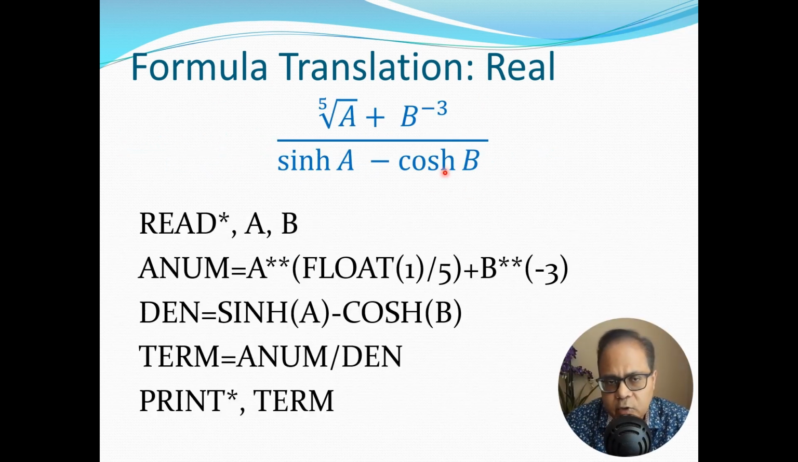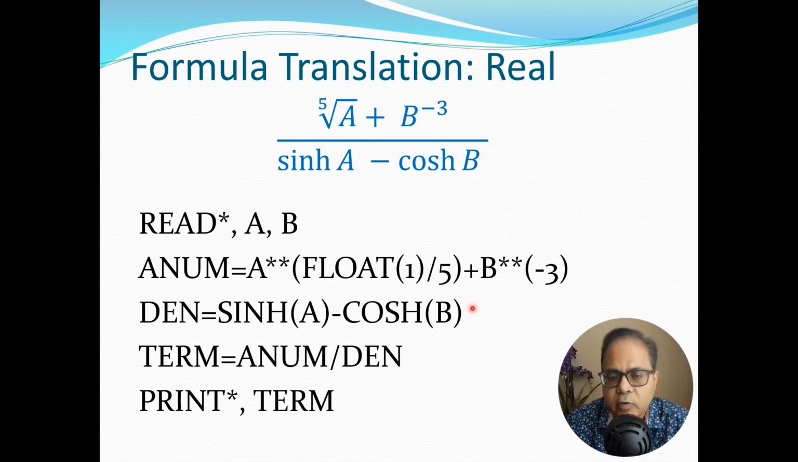Now let's take this particular expression, which is the fifth root of a plus b to the power minus 3 divided by sinh a minus cosh b. These are the hyperbolic sine and cosine respectively. I again write a program here. So I write the numerator as a to the power float(1) by 5. Now I could have written this as simply 1.0 by 5.0 because I do not want to divide 1 by 5 in integer arithmetic, I want the compiler to know that these two are to be treated as real numbers. And of course, a simple way is to write 1.0 by 5.0.